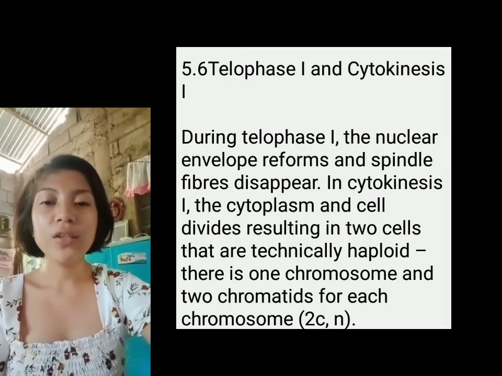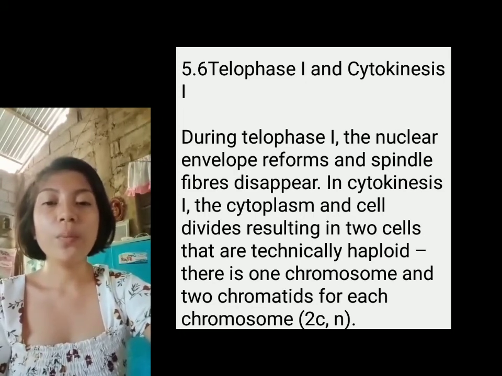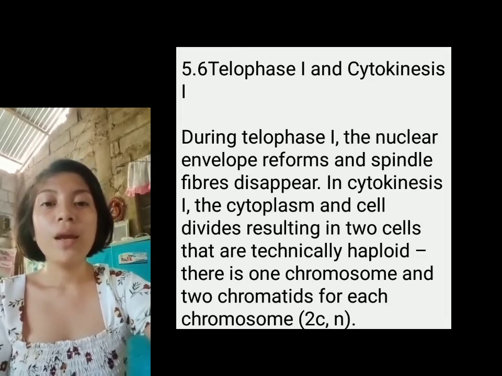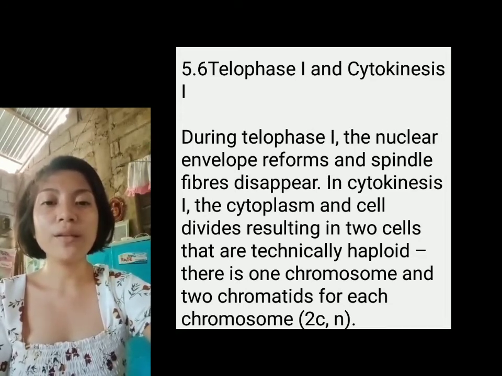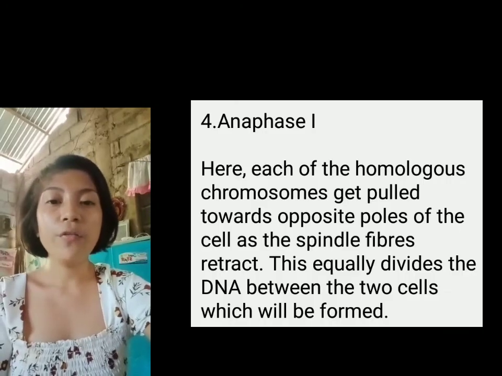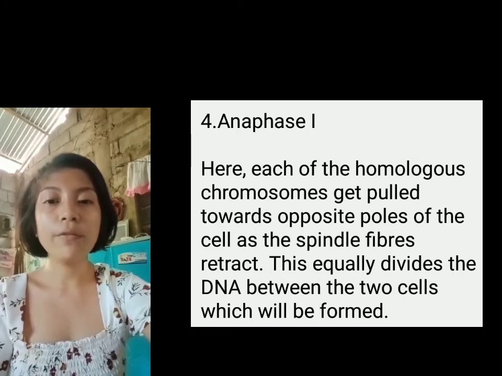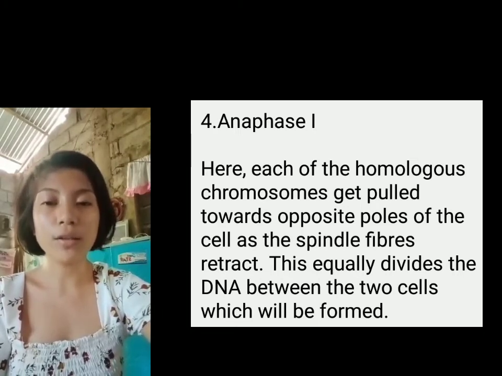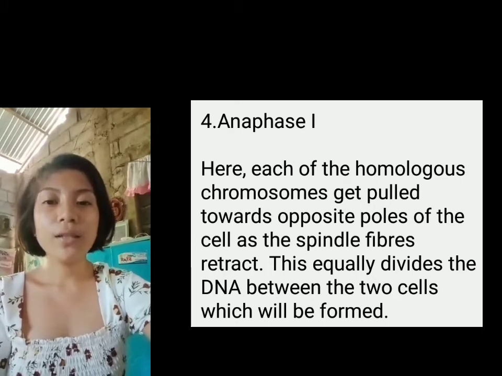Telophase and cytokinesis 1. During telophase 1, the nuclear envelope reforms and spindle fibers disappear. In cytokinesis 1, the cytoplasm and cell divide, resulting in cells that are technically haploid. There is one chromosome and two chromatids for each chromosome. Here each of the homologous chromosomes gets pulled toward opposite poles of the cell as spindle fibers retract. This equally divides the DNA between the two cells which will be formed.